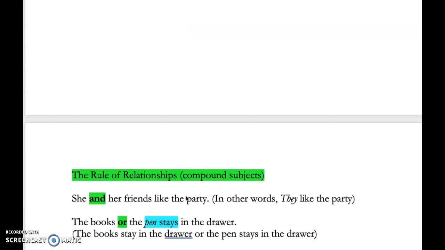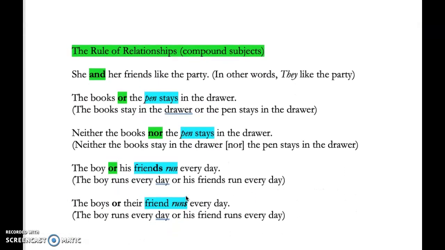But onward. The next rule is what I call the rule of relationships. And this is the rule that we use when dealing with compound subjects. Remember that compound subjects are two or more subjects joined with either and, or, or nor. And this gets a little bit tricky. The first compound subject is when you use and. And is sort of the grammatical version of addition. If I say she and, you know that there will be someone else. In other words, you know that the subject will be plural. She is one person, she and her friends is more than one person.